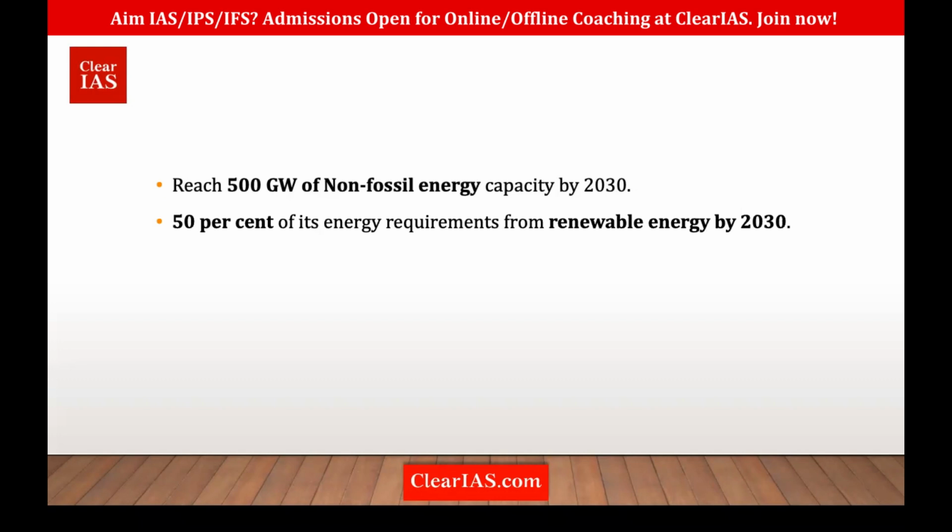And we promise at least 50% of its requirement. That is, at least 50% of our country's requirement would be from renewable sources by 2030. So whatever energy we are consuming, maybe for electricity or car, whatever it is, by 2030, 50% would be from renewable energy sources.